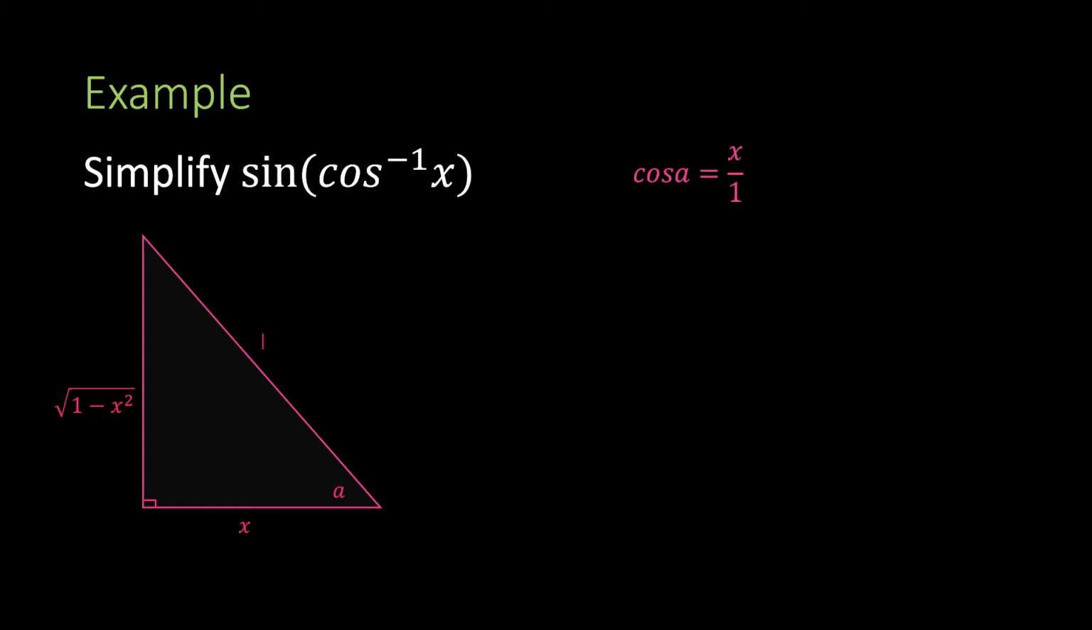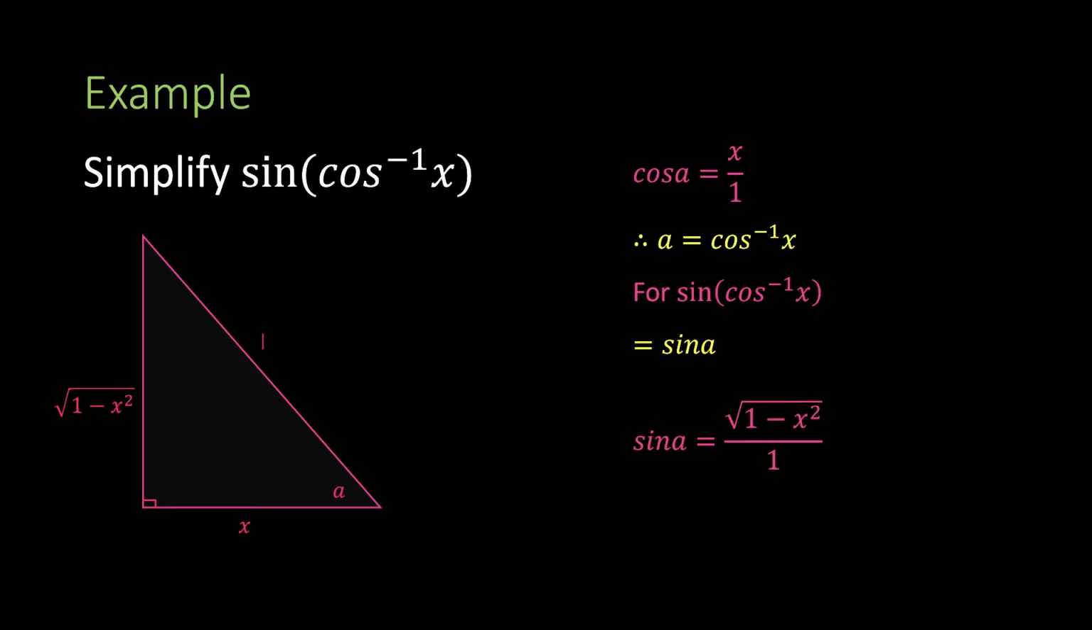I've got cos A is equal to x over 1. And I'm just going to confirm that that is the same as any angle, again in this example we've just used A, is equal to cos inverse x. Now let's use this A and bring it back into our example. So therefore if I want sine of cos inverse x, this is essentially the same as sine A. So sine A is equal to the opposite over the hypotenuse, leaving you with the square root of 1 minus x squared over 1, and obviously that's just the square root of 1 minus x squared. And then we have it. Sine of cos inverse x is equal to the square root of 1 minus x squared.